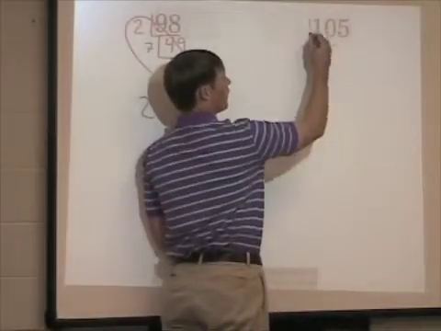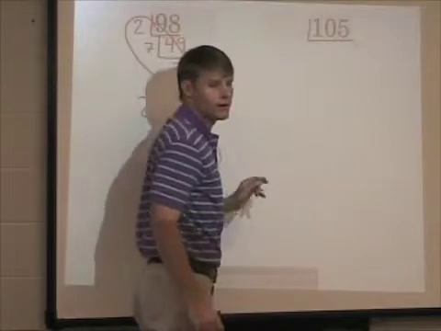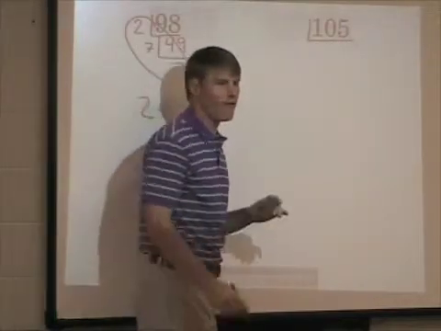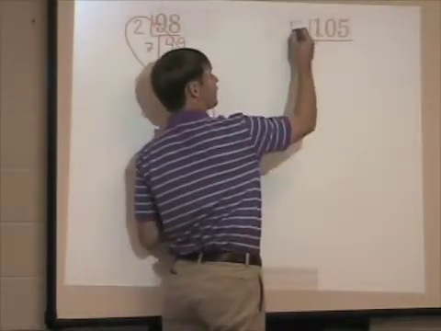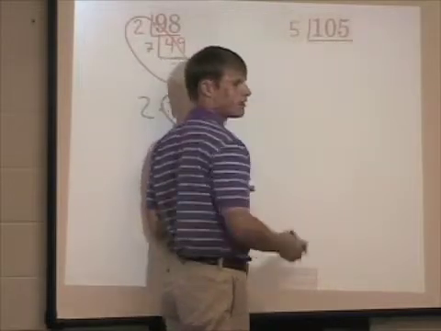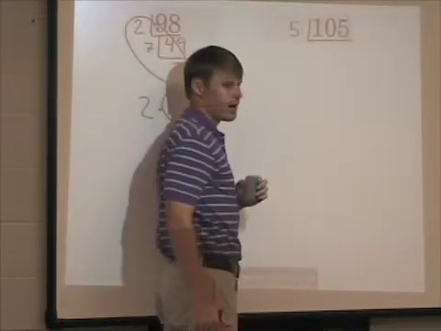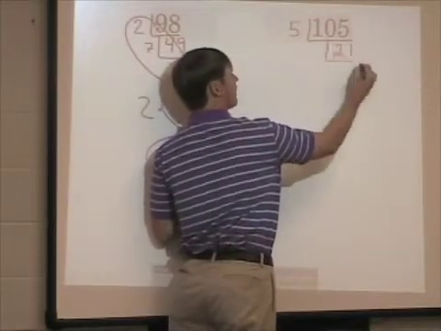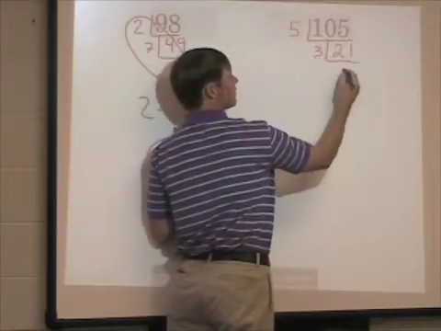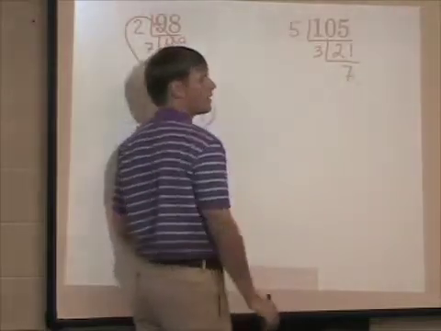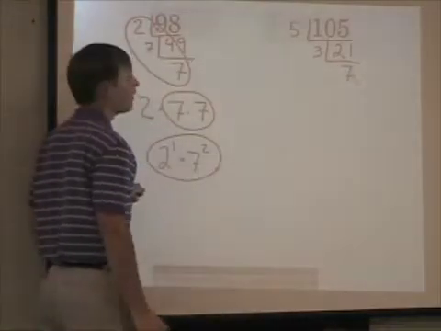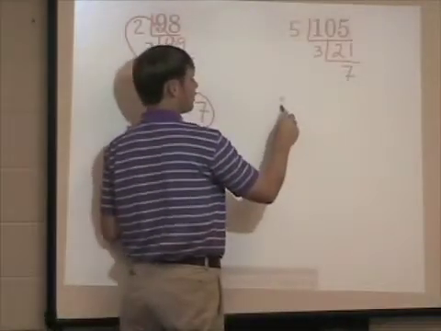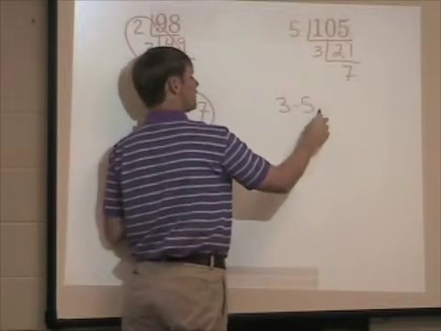105. Draw your line on 105. Now, what will go into 105? I like to say 5 will go into it, since it ends in 5, and 5 goes into it. 5 times what? 21. Now, what goes into 21? 3 times 7. Now, will anything go into 3 or 7? No. So your answer is 3 times 5 times 7.